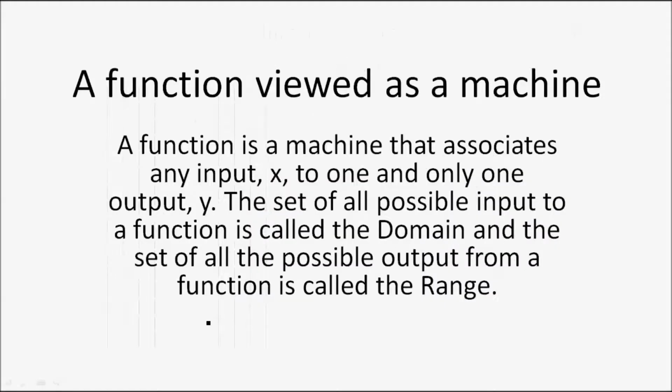You can also view a function as a machine. That's also useful in many applications and many problems that we solve. A function is a machine that associates any input x to one and only one output y. The set of all possible input to a function is called the domain, and the set of all the possible output from a function is called the range.